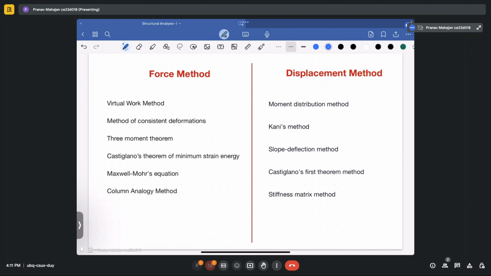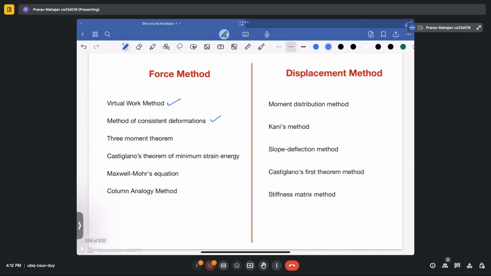First we have seen the virtual work method. It comes under the force method because forces are either available or not available, we calculate the forces, and then based upon the forces we calculate the displacement in the member. Same thing we utilized in the method of consistent deformations, in which we first determine the redundant force, and based upon the redundant force we make the structure determinate, and then calculate the remaining reactions or moments using equilibrium equations.